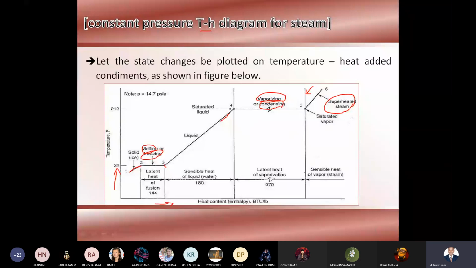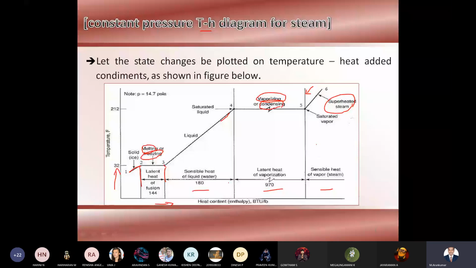Then the latent heat of fusion is in this region, and you know what fusion is. Then the sensible heat of liquid is in this region. Then the latent heat of vaporization is in this region. Then the sensible heat of vapor is in this region. So from this TH diagram, we can identify the heat content of the steam. Then we can classify the regions.